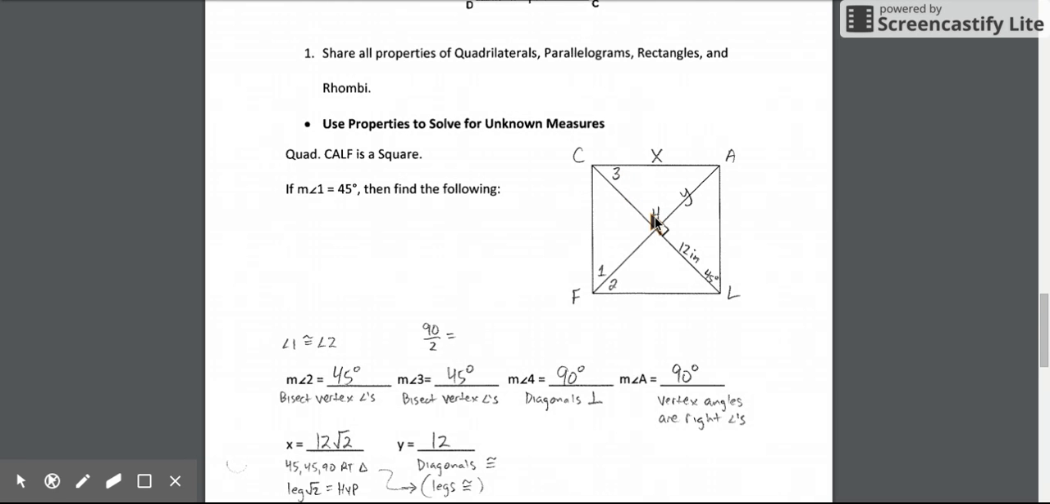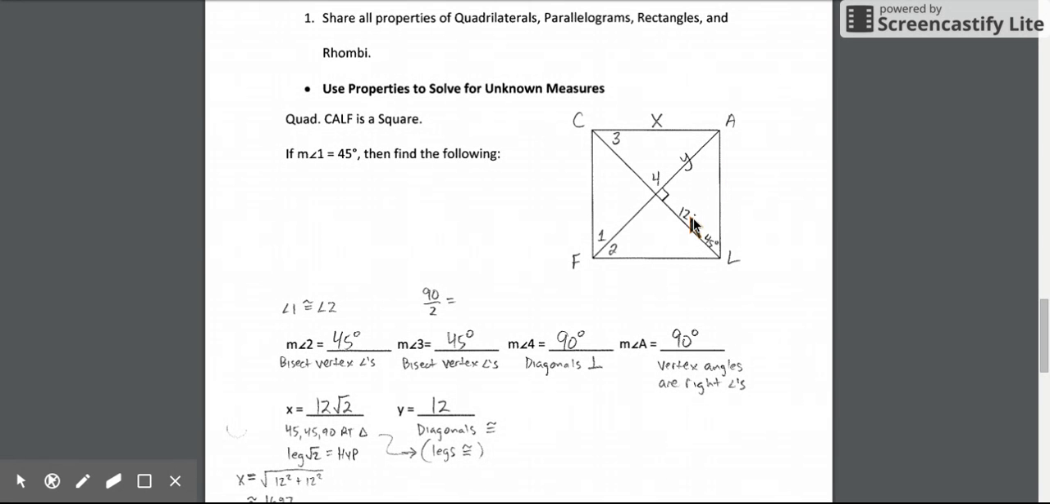Angle 4 must be 90 because just like in a rhombus, these diagonals are going to be perpendicular. All of these center angles are going to be 90 degrees. Angle A is talking about the entire angle over here. Each vertex angle in a square is 90 degrees, or a right angle. So the measurement of angle A is 90. It gets that property from a rectangle.